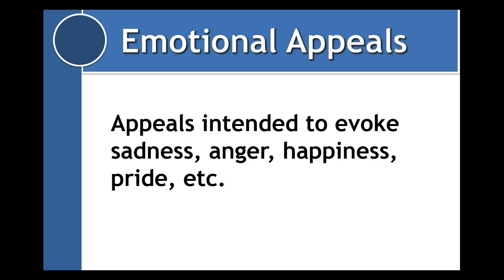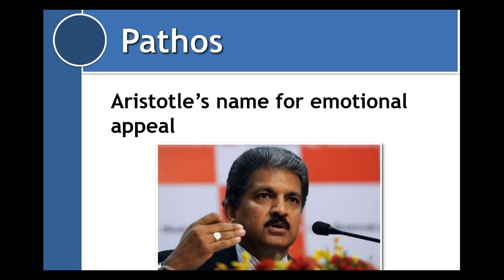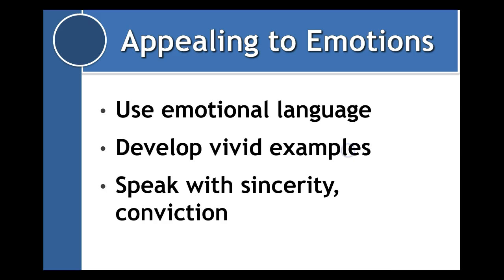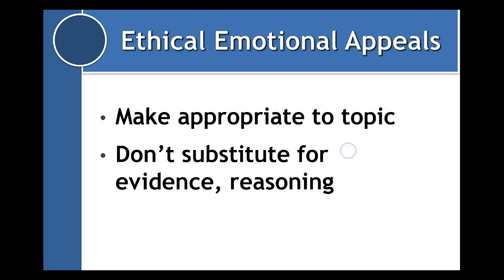Emotional appeals are appeals intended to evoke sadness, anger, happiness, and pride. Pathos is Aristotle's name for an emotional appeal. Appealing to emotions includes using emotional language, developing vivid examples, and speaking with sincerity and conviction. Ethical emotional appeals means making them appropriate to your topic and not substituting them for evidence and reasoning. Okay, that concludes the end of this chapter.